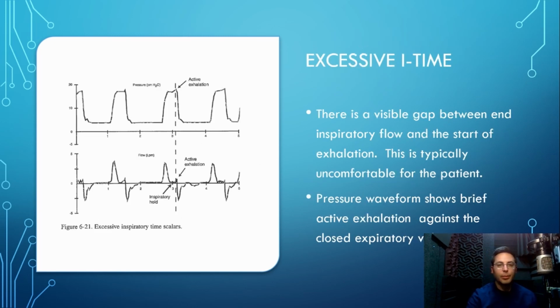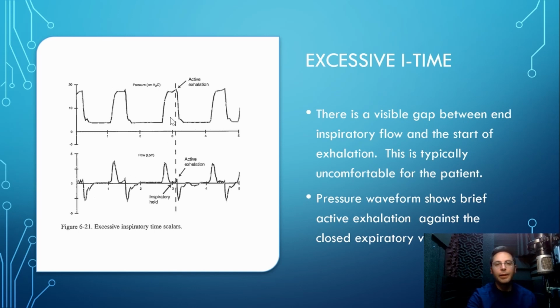Here we have a representation of excessive I time. Looking at our flow waveform here, we can see that there is an obvious gap in between end inspiratory flow and the start of exhalation. This is a situation that's typically uncomfortable for the patient, and settings should be adjusted to try to do away with that.